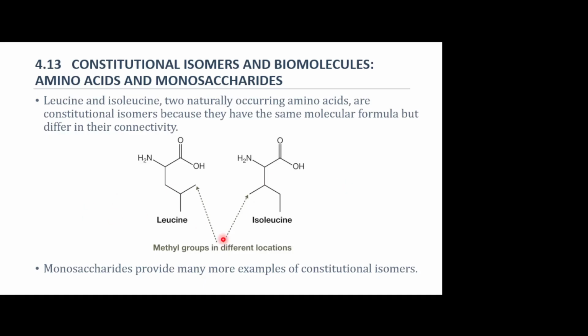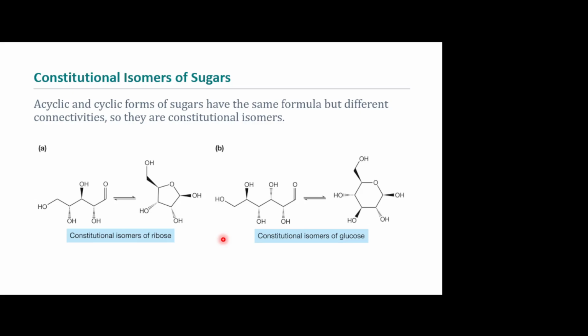Now, the monosaccharides may actually provide many more constitutional isomer examples. Once you start looking at monosaccharides, they're all constitutional isomers of each other, and some are actually enantiomers of each other. So we have a pretty broad spectrum of the different types of isomers when we start looking at different saccharides, carbohydrates, sugars. This is going to be acyclic and cyclic sugars. These are the different forms of the sugars. They have the same formula, but different connectivities. So they are actually constitutional isomers.